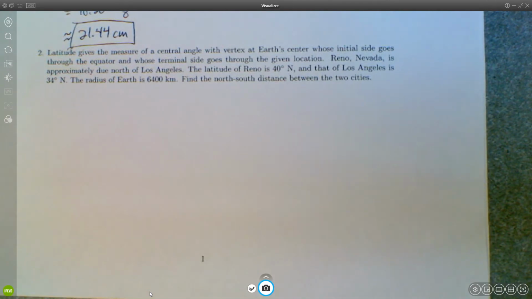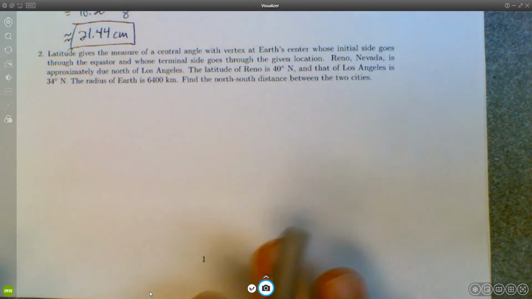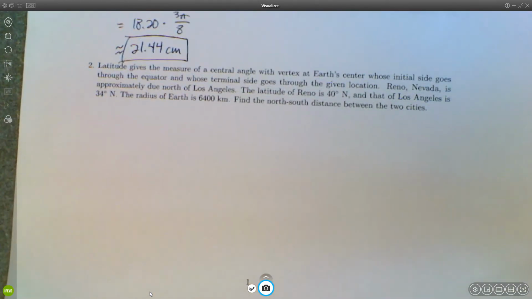Here's another example. It says latitude gives the measure of a central angle with vertex at Earth's center, whose initial side goes through the equator and whose terminal side goes through the given location, right? Okay, Reno, Nevada is approximately due north of Los Angeles. The latitude of Reno is 40 degrees north, and that of Los Angeles is 34 degrees north. The radius of Earth is 6,400 kilometers. Find the north-south distance between the two cities.